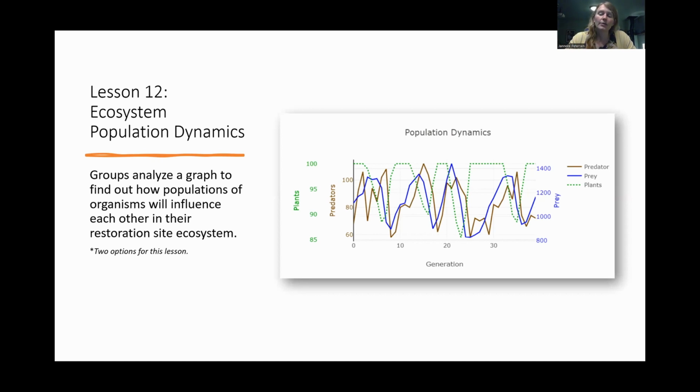And they're going to find out that if you have more native plants, this supports a higher population of insects, which supports a higher population of birds. And if one population, such as native plants or birds, declines, then the predator that relies on that food source also declines. And there are 2 options for this lesson, and they are both printed in the teacher guide. So you can choose whichever one you like.